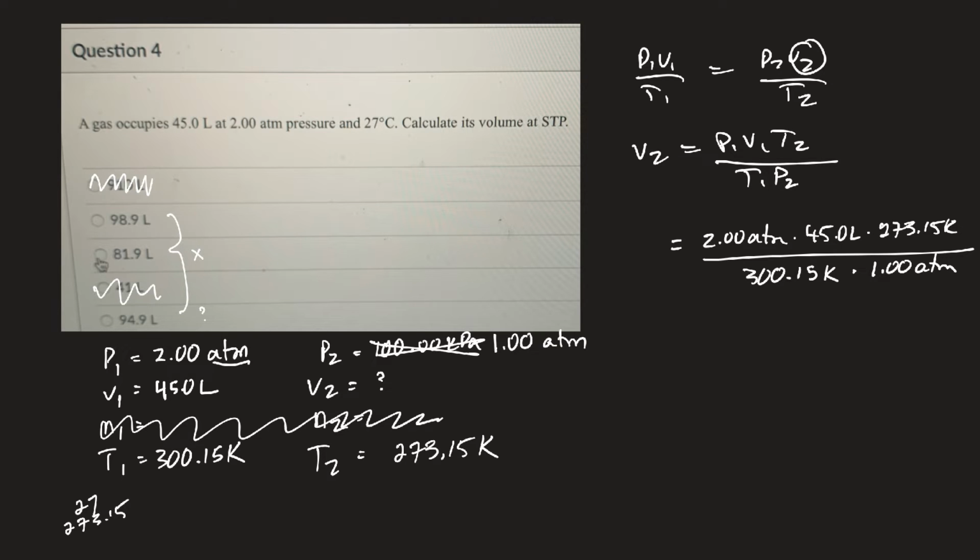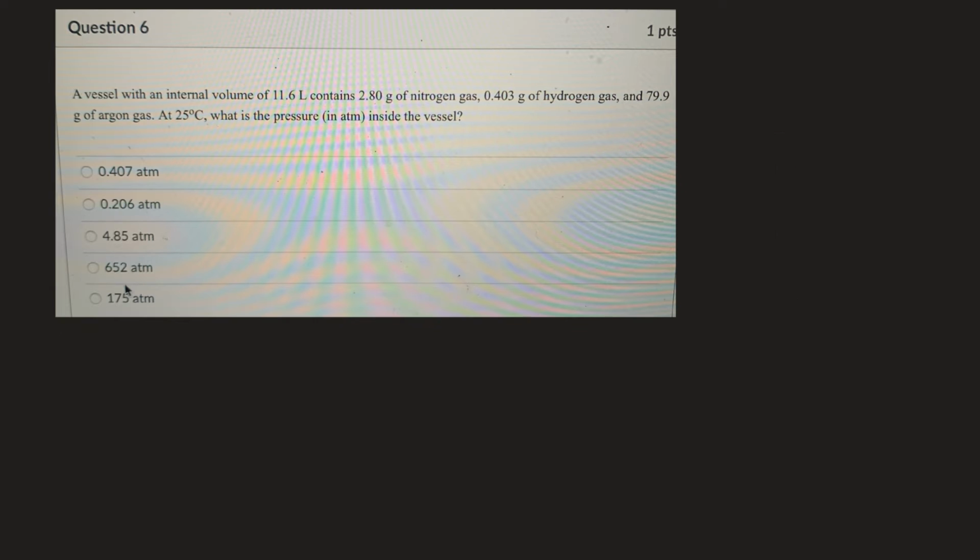Okay, so let's do that on the calculator. Okay, just did it on my calculator. I was wrong. It comes out to 81.9. Let's see, atmospheres cancel, Kelvins cancel, liters, 81.9 liters. It's that one right there. All right, here's another question. A vessel with an internal volume 11.6.